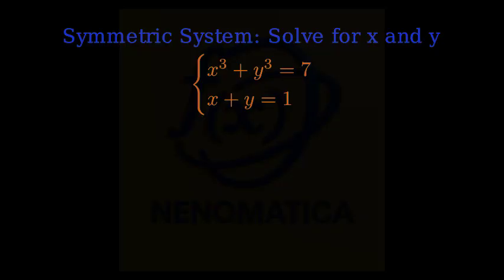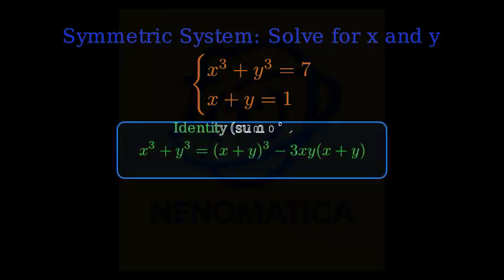Because the information mixes a sum, x plus y, with a cubic sum, we use the identity x cubed plus y cubed equals the quantity x plus y cubed minus 3xy times the quantity x plus y. We will place that rule on screen now. Apply the identity to the first equation and substitute the known sum, x plus y equals 1.